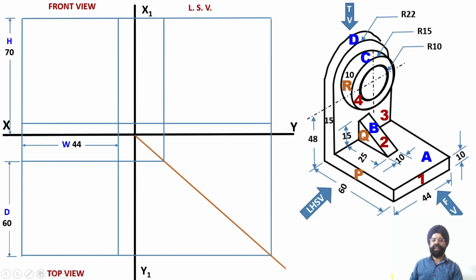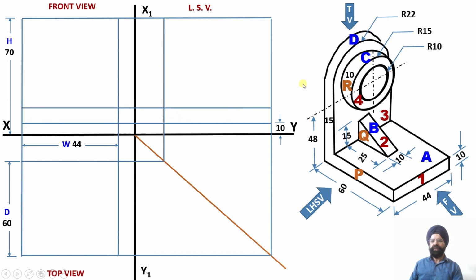Now let us start with the front view. In the front view we have surface 1. Please check surface 1. It is at a height of 10 millimeter, and the width is 44 millimeter. I have marked the height of 10 millimeter. This is 10 millimeter, and the width is equal to 44 millimeter. So surface 1 has been obtained straight away by just constructing a single projection line over here.